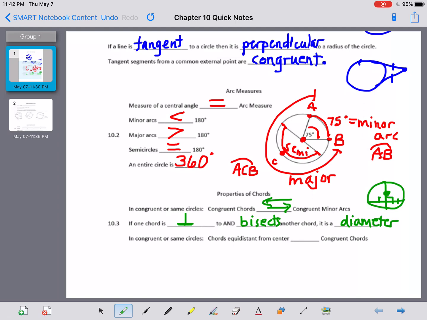In congruent or the same circles, chords equal distance from the center will make congruent chords, or congruent chords will always be equal distance from the center. And that picture usually looks like this. Here's the center, here's a chord, and you'll see this perpendicular line, because remember that's the shortest distance. So if you're equal distance from the center, the chords will be equal. And if the chords are equal, you'll be equal distance from the center. Again, these reasons can go back and forth, so make sure you say whichever one comes first, then it makes the other thing true.